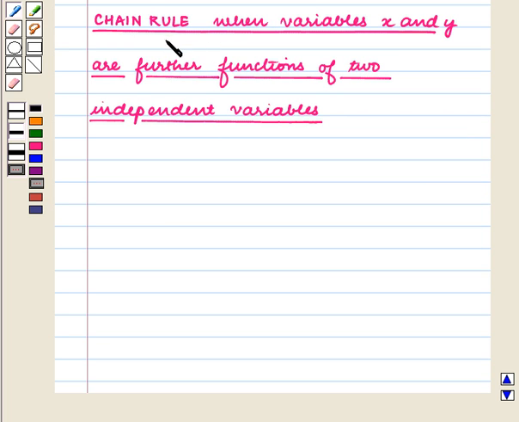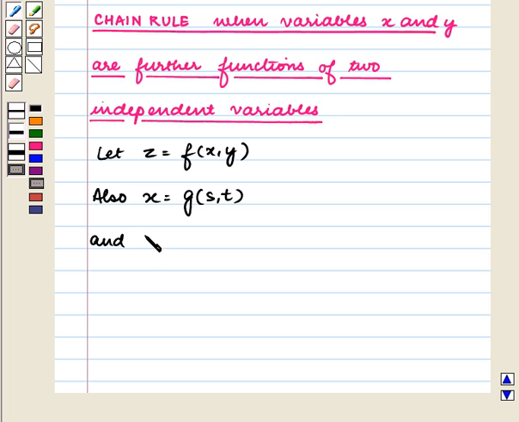Let us see the chain rule when variables x and y are further functions of two independent variables. Let z be equal to f of xy. Also, x is equal to g of st and y is equal to h of st, where f, g and h are differentiable.